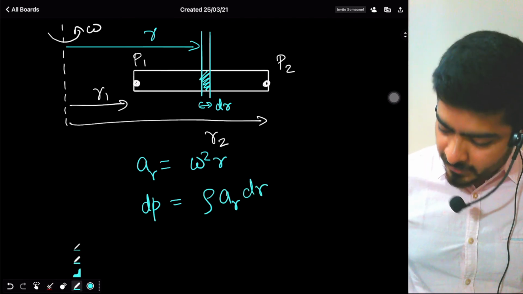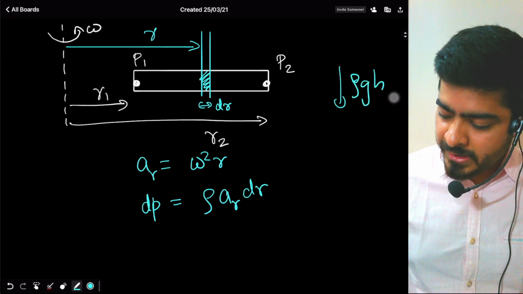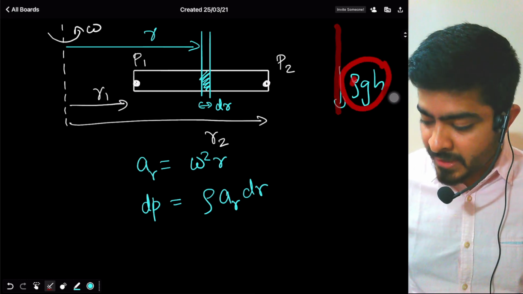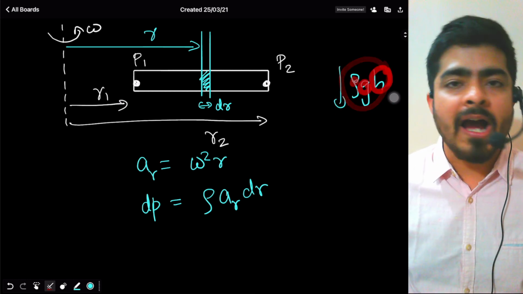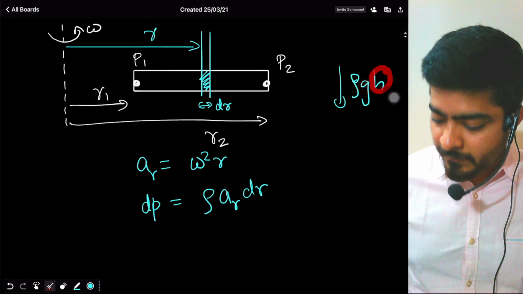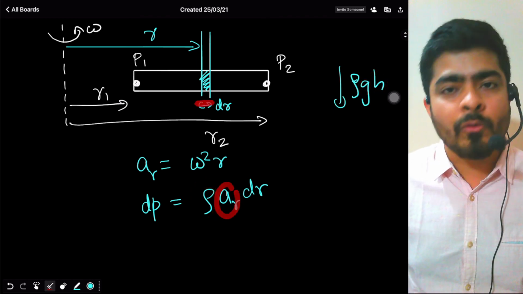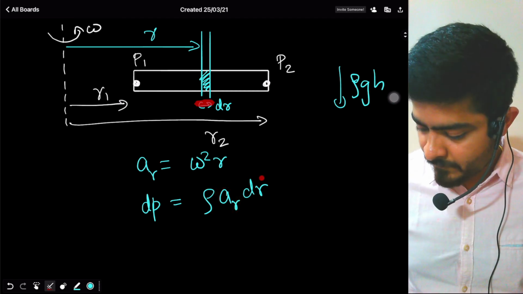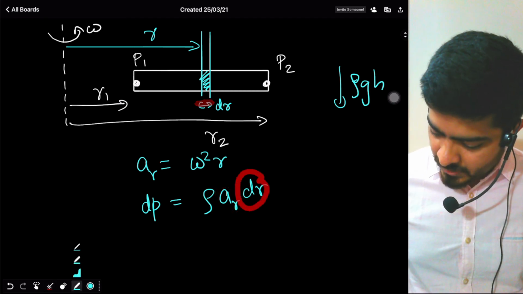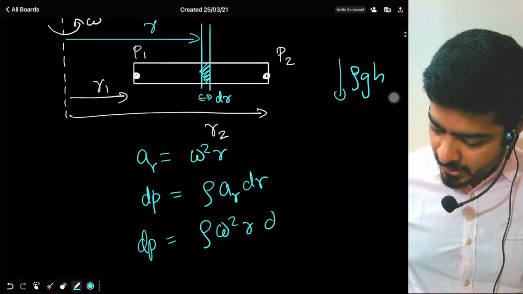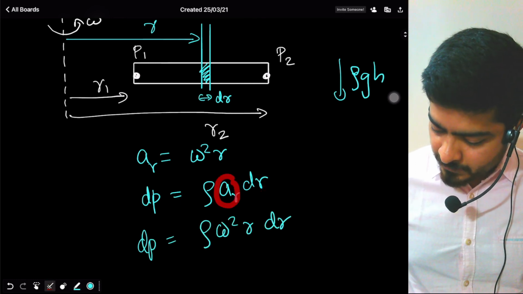For example, in the vertical, what do we have? Rho gh. When you fall through a height h under a liquid, the pressure changes by rho gh: density, acceleration and height fallen. Similarly, here we have density, acceleration and the distance that we are going across the length, that will be dr. So that's it. dP will be equal to rho omega square r dr, where a_r is replaced by omega square r.